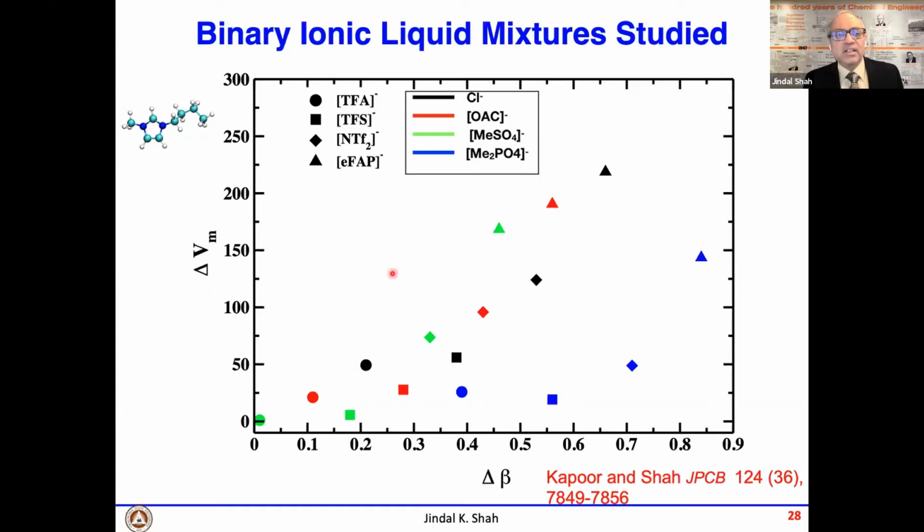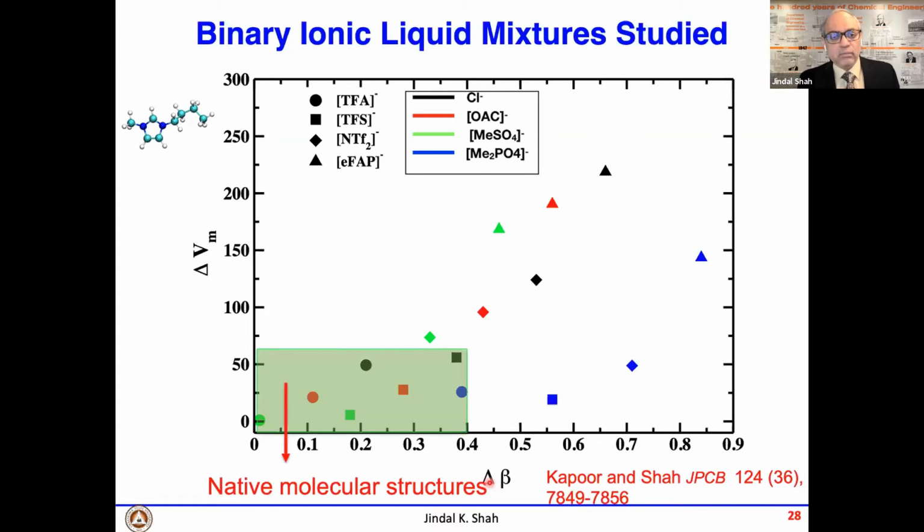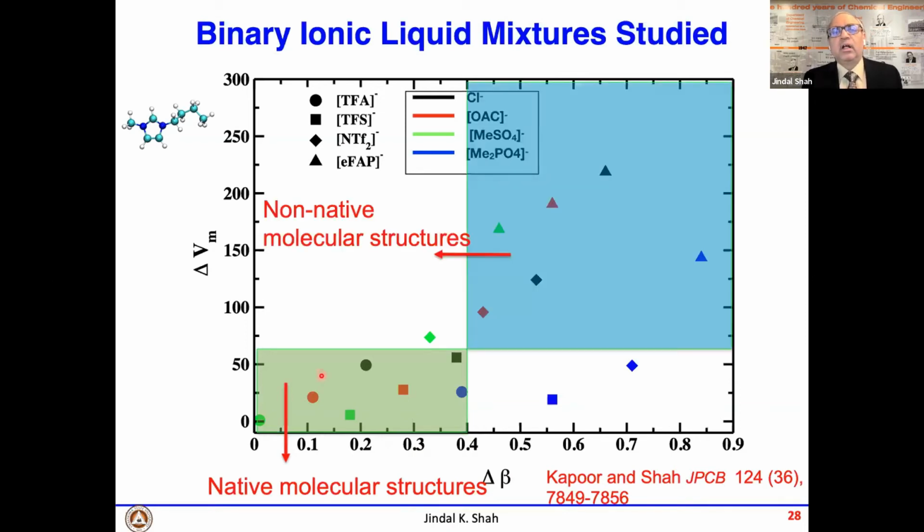But the general idea here is that we are looking at the difference in the molar volumes and the difference in the hydrogen bonding ability of the constitutive anions. What Utkarsh saw was that if you are in this rectangular region, where the difference in hydrogen bonding ability is less than 0.4, and the molar volume differences are not huge, then you would form native molecular structures. They are examples of simple mixtures. However, if you are in this region, you will form non-ideal structures at the molecular level.